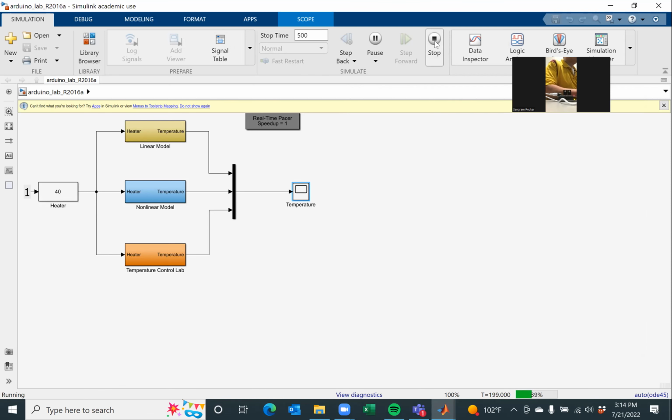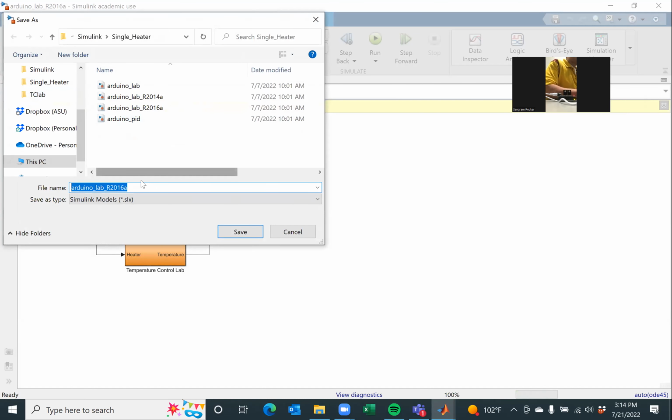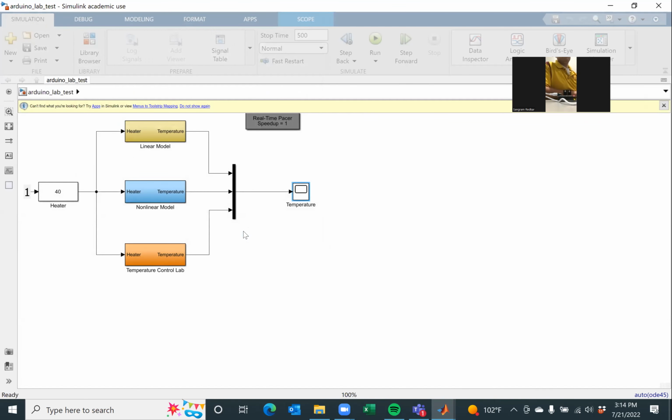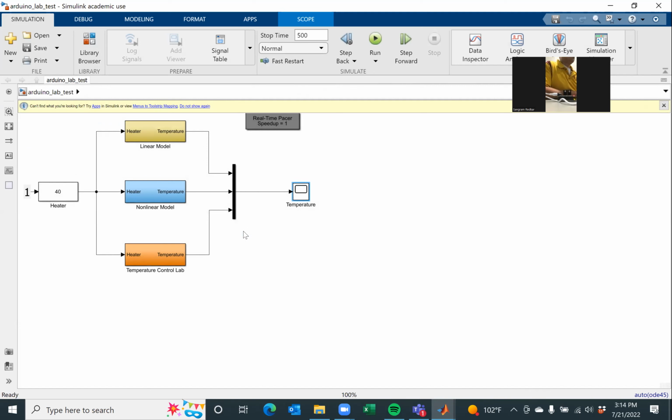First step is stop this. Second thing is save as. So I'm going to call this Arduino Lab test. Save. Then I'm going to take this block out. I'm going to take this block out. I'm going to take this out. I'm going to take this out. And I'm going to take this out.